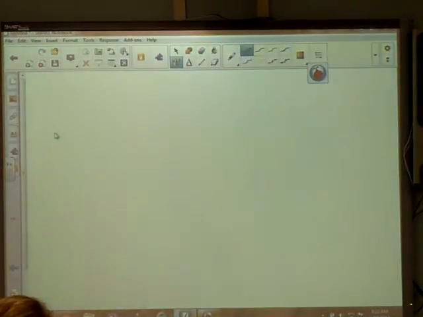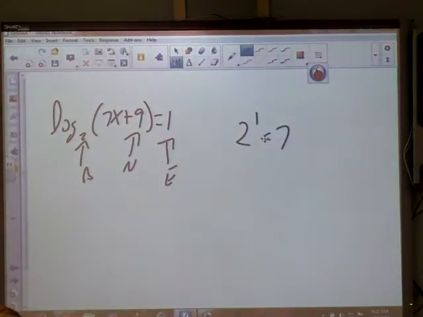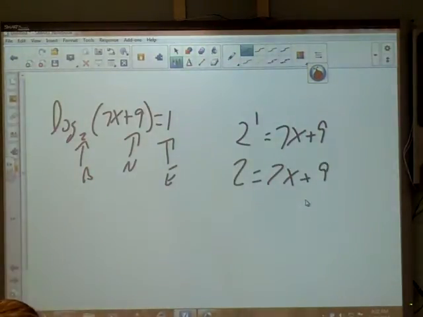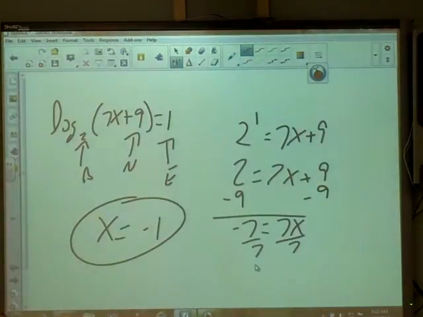I can. On 15, I've got log base 2 of 7x plus 9 equals 1. The thing I told you on this kind, when you only have log on one side, write it in exponential form. So there's my b, there's my n, and there's my e. So I've got 2 to the first is equal to 7x plus 9. 2 to the first is just 2. Subtract 9. 2 minus 9 is negative 7. Divide by 7, and you get negative 1.